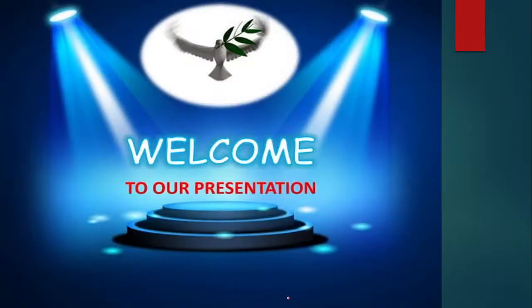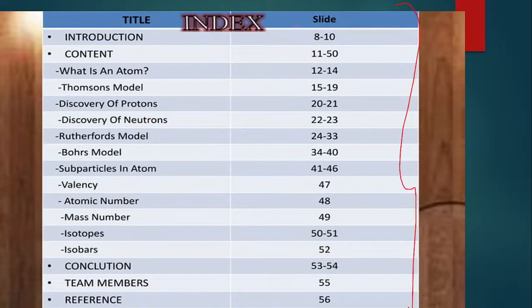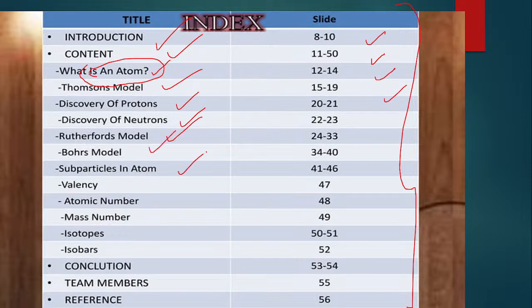So now let's begin. Welcome to our presentation. The chapter's name is Structure of an Atom. This is the content list. We will be covering each and everything of this content. Firstly, an introduction, then I will explain the content. The first question that arises is what is an atom. Then Thomson's model, discovery of protons, discovery of neutrons, Rutherford's model, Bohr's model, subparticles in atoms, valency, atomic number, mass number, isotopes, isobars, and all these things will be taken up.